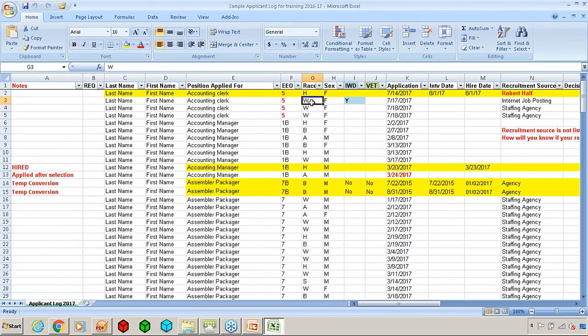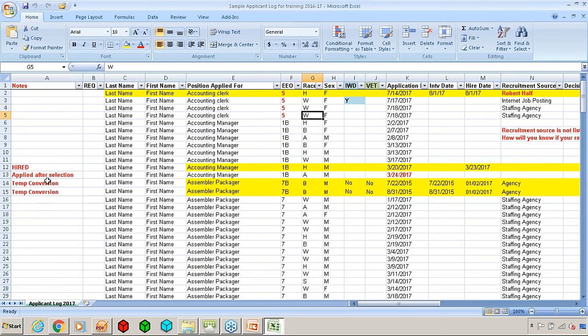So those of you that are not getting good results for race and gender, again, we encourage you to make those self-ID fields mandatory fields with the option of "I decline to self-ID." Then that will help you.